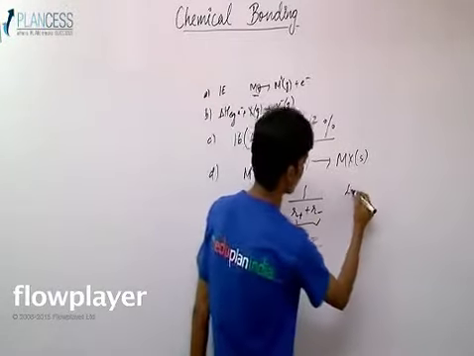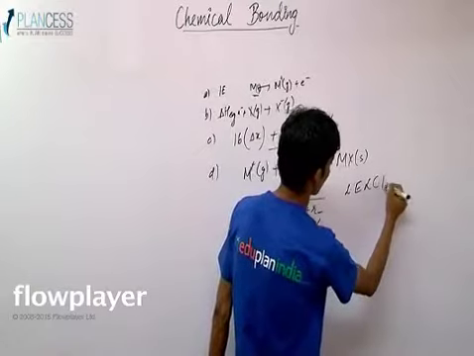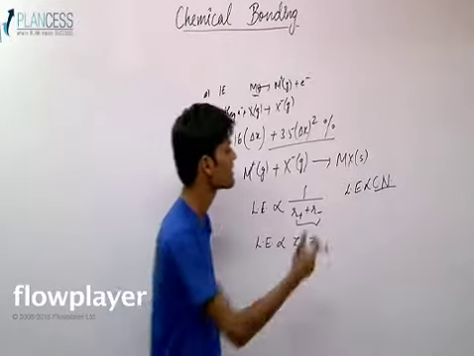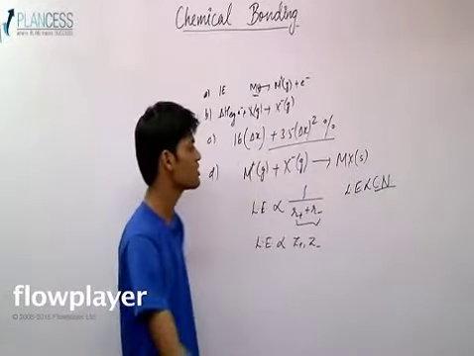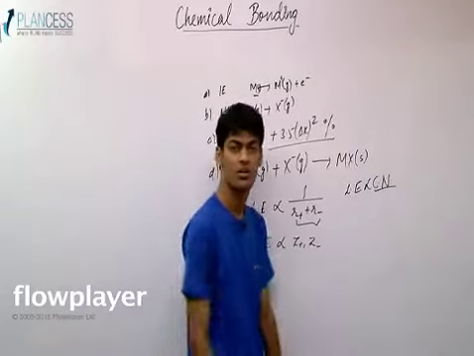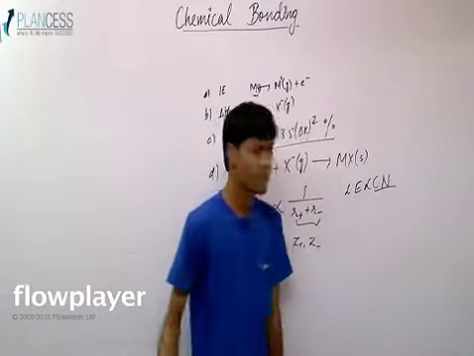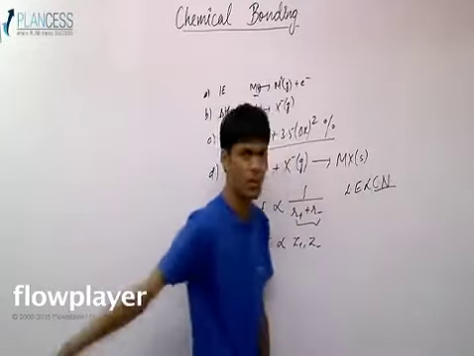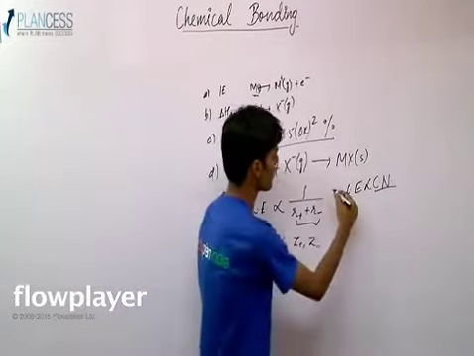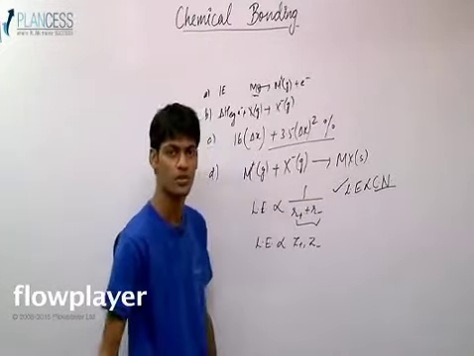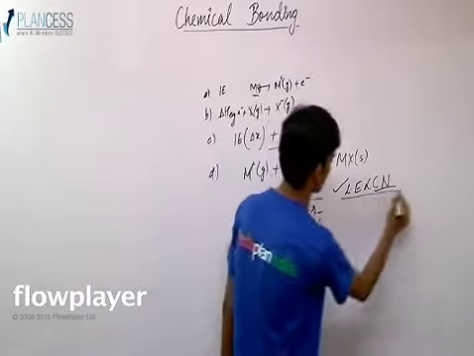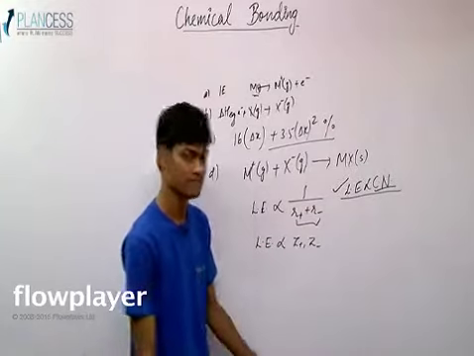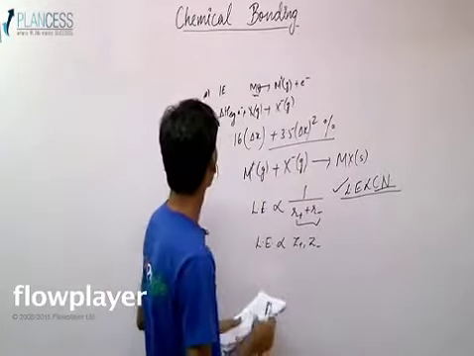Lattice enthalpy also depends on the coordination number of the compounds. The coordination number of a cation is defined as the number of anions surrounding that cation, and the coordination number of an anion is defined as the number of cations surrounding that anion. You will learn more about the coordination number in coordination compounds. For the time being, this is one of the factors I want to mention, because I don't want to understate anything. So lattice energy is also directly proportional to the coordination number.